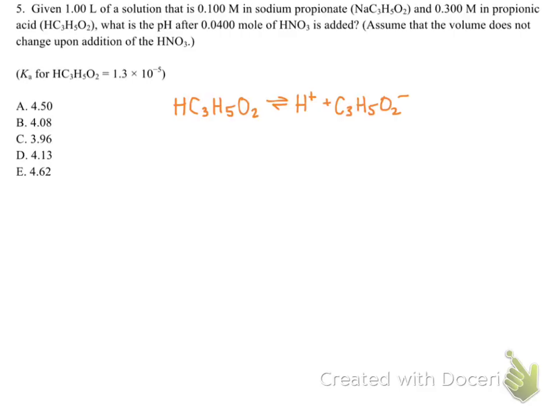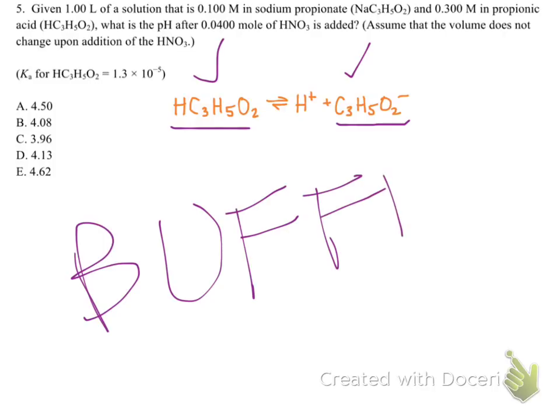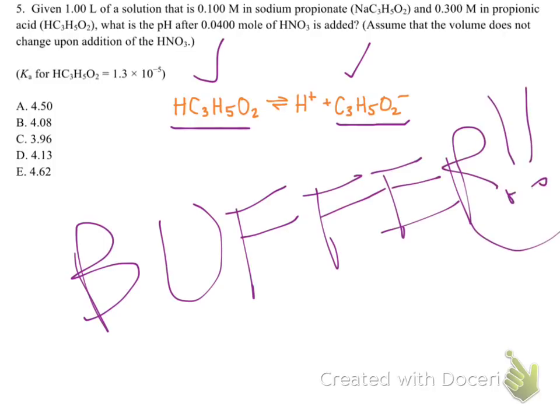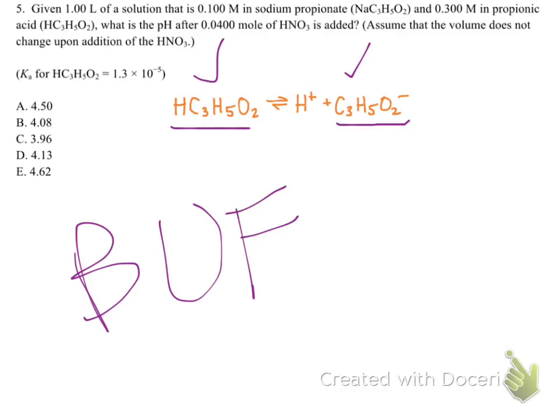In this problem, we have a solution that has both propionic acid, that's actually what gives Swiss cheese its interesting pungent flavor, and sodium propionate, which is just a source of the conjugate base. Wait a minute, we have both this and this in a solution. Conjugate weak acid, weak base pair. We have a buffer! Woo!